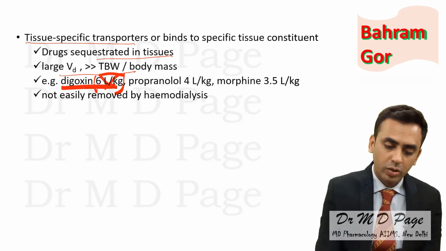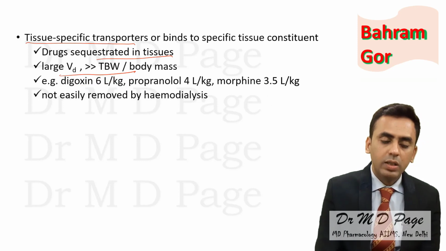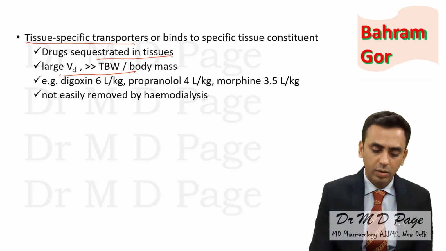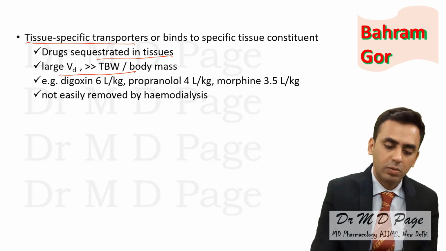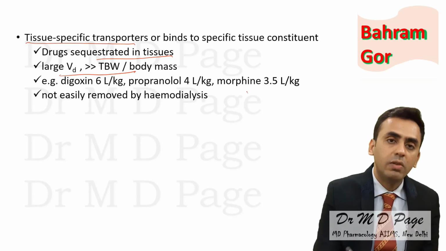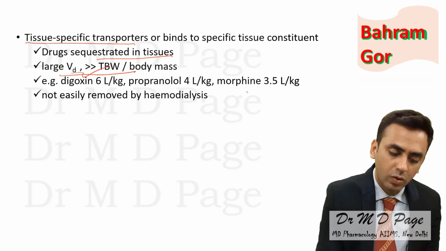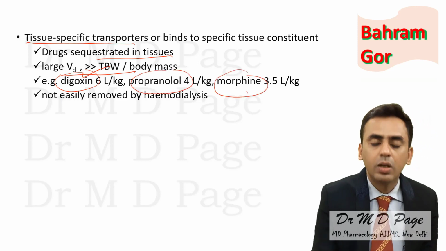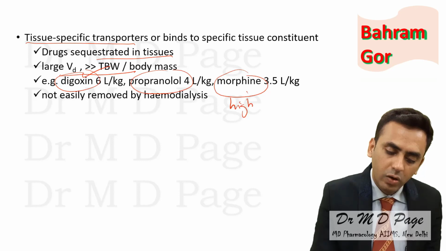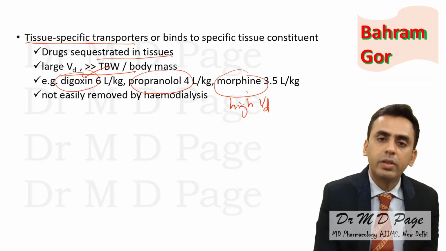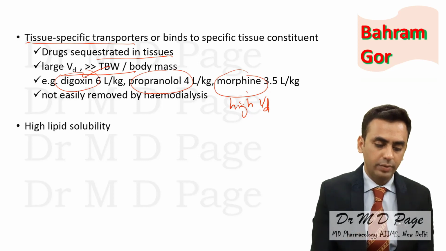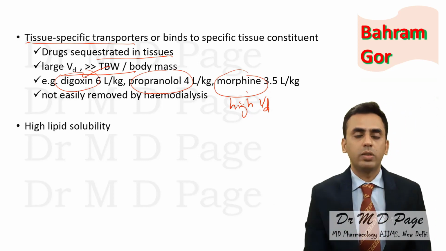And one more important thing is, those drugs which get sequestered in the tissue are not easily removed by hemodialysis. Hence, if a question comes, drug not easily removed by hemodialysis, and there are examples of digoxin or propranolol or morphine, then you can mark them. High VD will not be beneficial in dialysis. Okay, next thing.